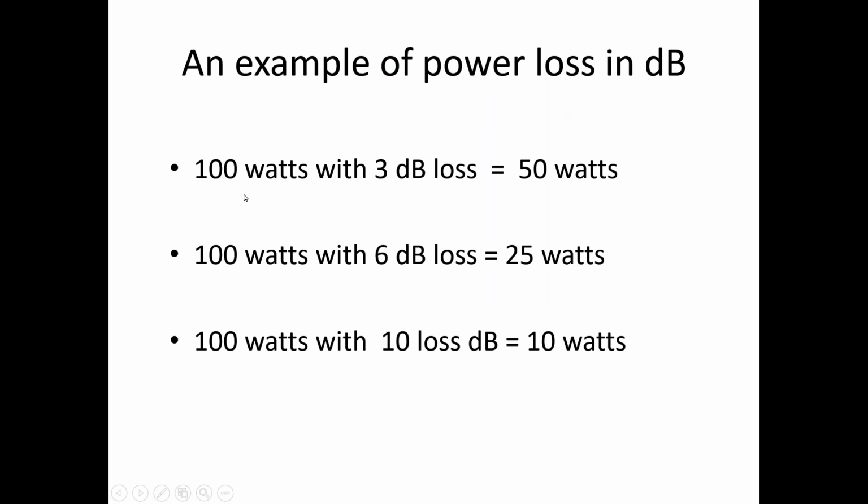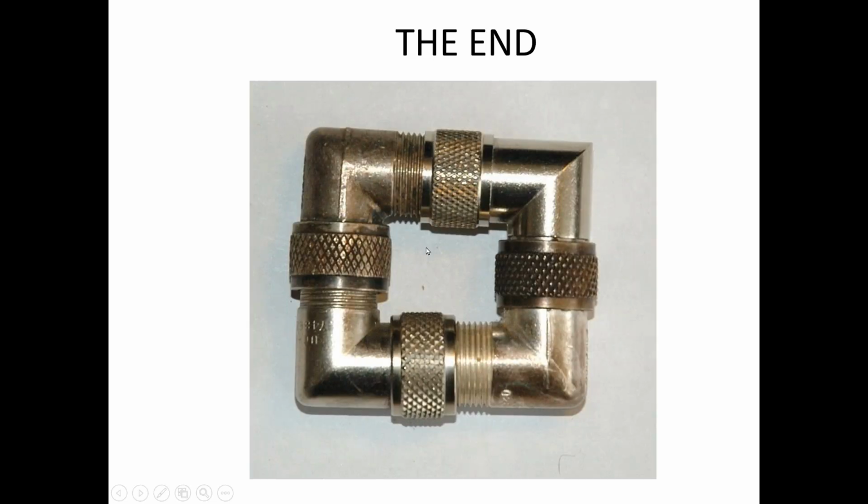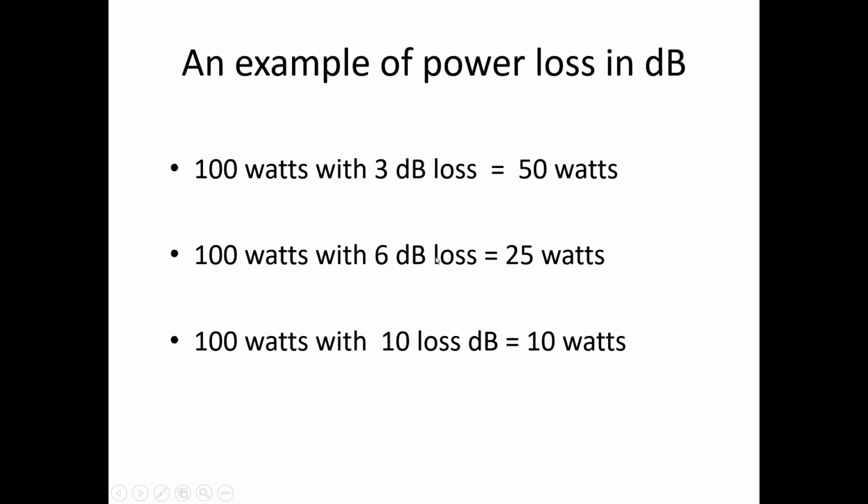All right, an example of the power loss. If you have 100 watts and you lose 3 dB, that's 50 watts. 100 watts, 6 dB, 25 watts. 100 watts, a 10 dB loss, you're putting out 10 watts. How much are you willing to lose as you go from your transmitter to your antenna?